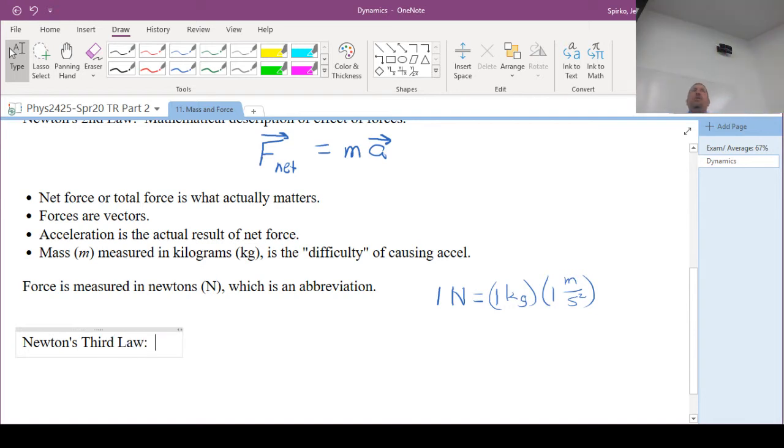Now I want to talk about Newton's third law. And Newton's third law is about how forces on different objects are related to each other.